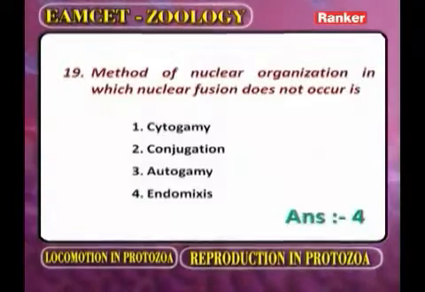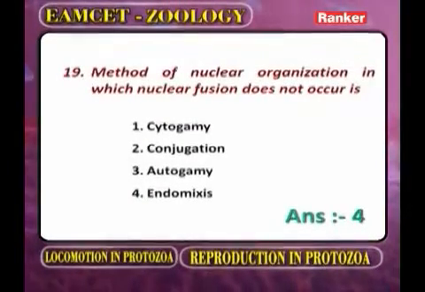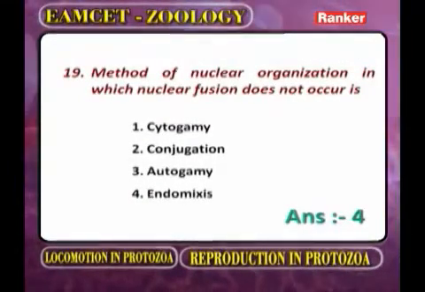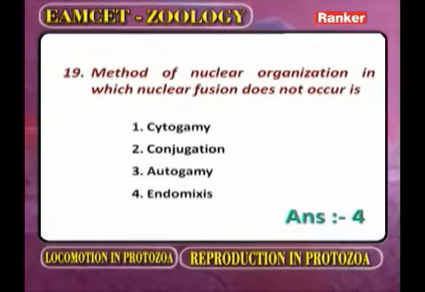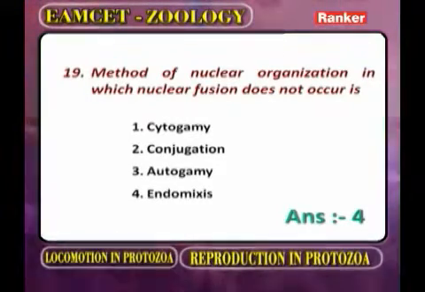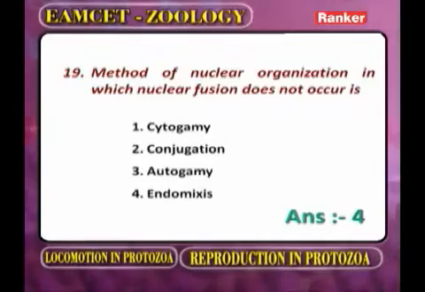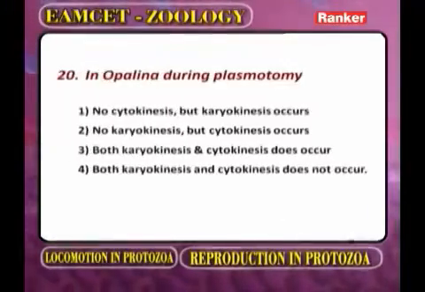One we call cytogamy, second conjugation, third autogamy, and the last endomyxis. In the endomyxis there is no nuclear fusion because the macronucleus disappears and reappears from the micronucleus. The correct answer is the fourth one. Now we go for the next question.